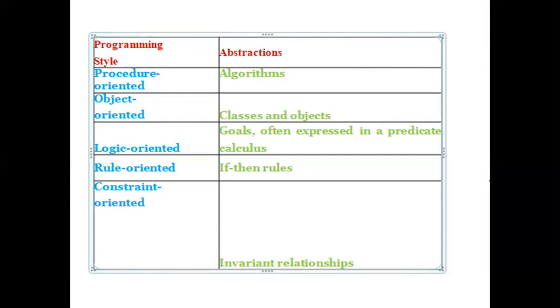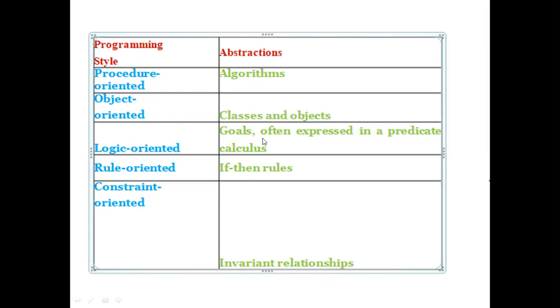Next, in logical oriented programming, things are expressed in predicate calculus. The fourth, rule oriented programming language, uses if-then rules. Next, in a constraint oriented programming language, we are using invariant relationships. Mainly we are studying the procedure oriented programming language and the object oriented programming language.